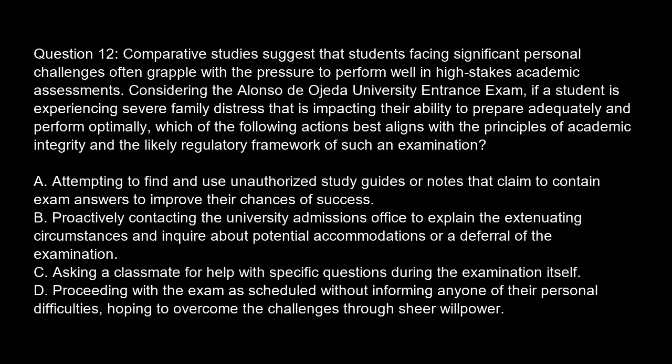Option A. Attempting to find and use unauthorized study guides or notes that claim to contain exam answers to improve their chances of success. Option B. Proactively contacting the university admissions office to explain the extenuating circumstances and inquire about potential accommodations or a deferral of the examination. Option C. Asking a classmate for help with specific questions during the examination itself. Option D. Proceeding with the exam as scheduled without informing anyone of their personal difficulties, hoping to overcome the challenges through sheer willpower.